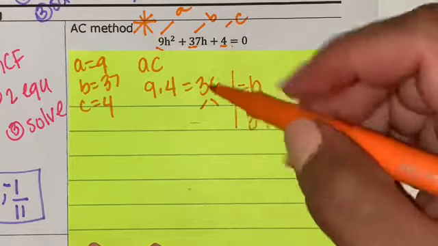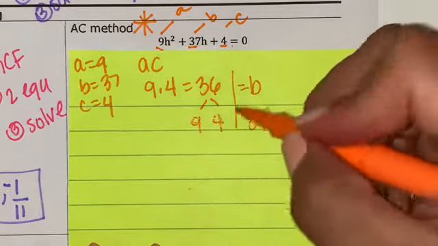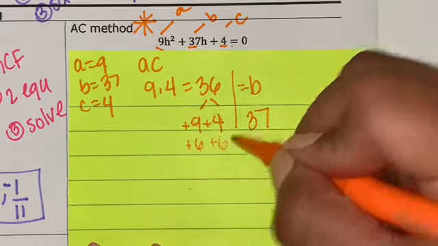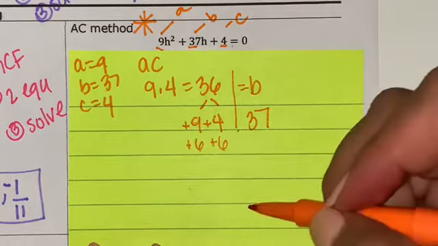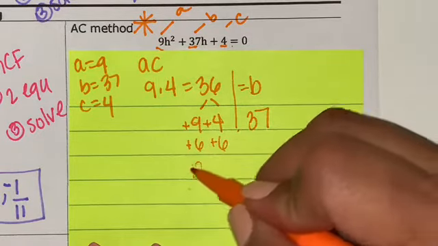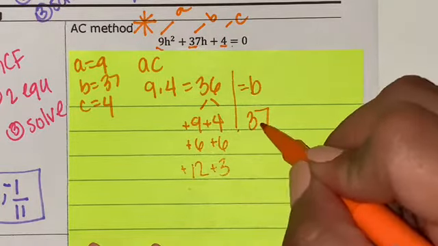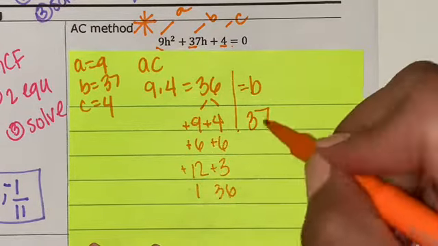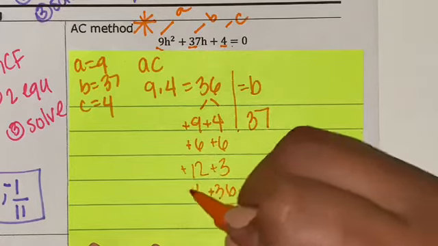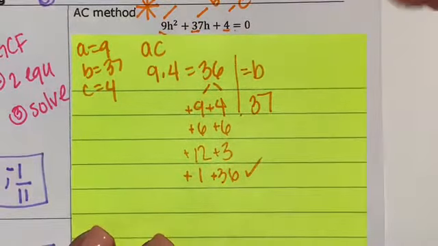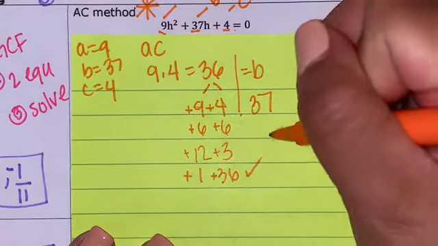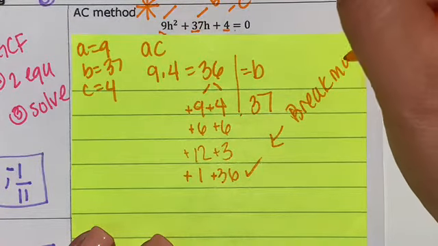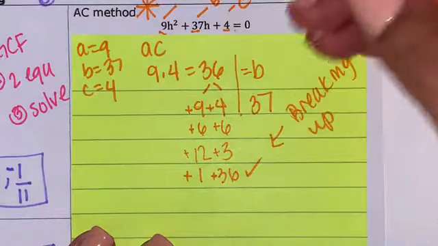So 36, and let's just talk about the factors. I have 9 and 4, and if I add those together, do I get 37? No. I have a positive 6 and a positive 6. Add those together, do I get 37? No. I have 12 and 3. Do I add those together, get 37? No. So then I have 1 and 36. Add those together, I get 37. So this is going to be my factor. So basically what you're doing is you're breaking up the center term.